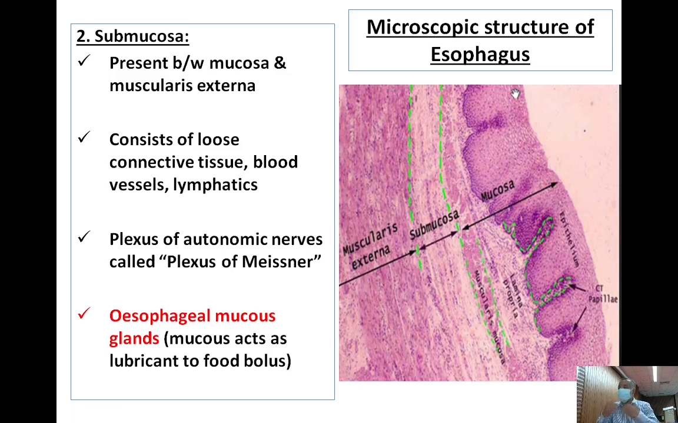When we swallow the food material, it has to go down. So if your lining epithelium is rough, then what will happen? It will get injured. So if some lubricant is there on the surface, what will happen? Food will go very smoothly. So these mucosal glands secrete mucus, and this mucus helps in the movement of the food material through the esophagus.